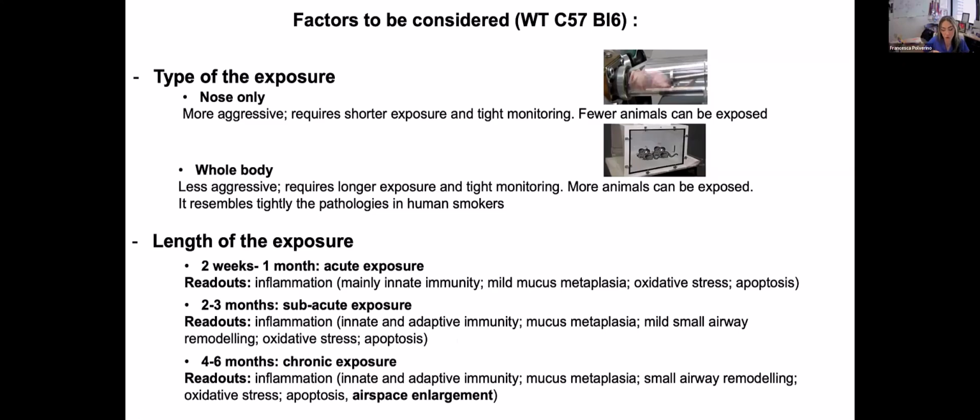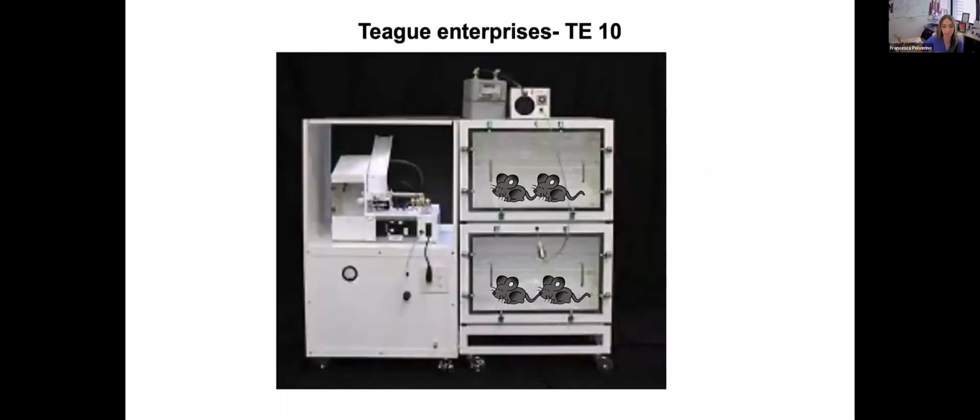It's only when you have exposed the mice long enough, 4 to 6 months of chronic exposure, although Phil Ashbrook, for example, has a shorter model, but let's say most of us call chronic exposure 4 to 6 months, then you can get really the nice inflammation that you get in the human lung with COPD, with the lymphoid follicles. You get mucus metaplasia, overt small airway remodeling, oxidative stress, apoptosis, and only after chronic exposure you get airspace enlargement.